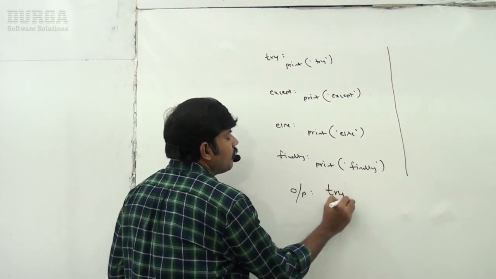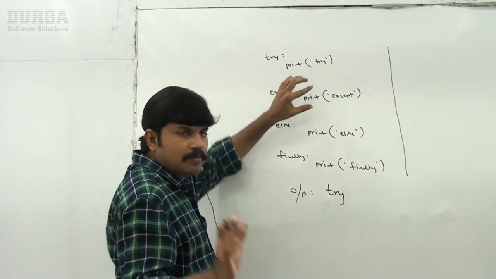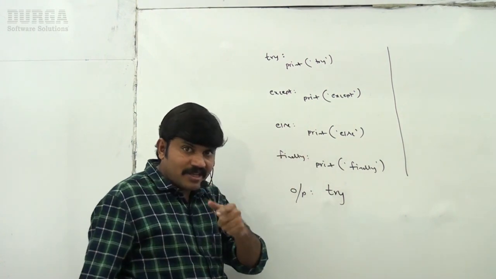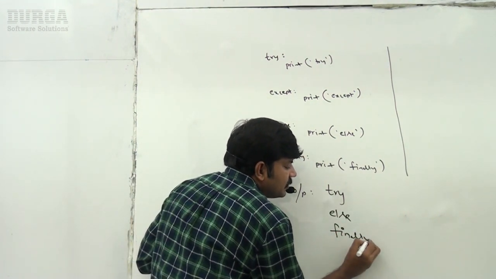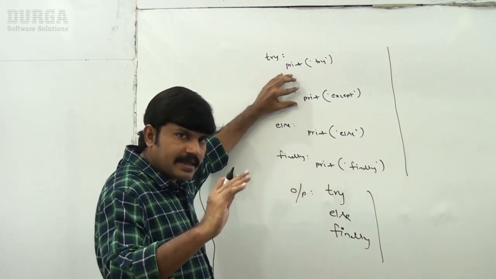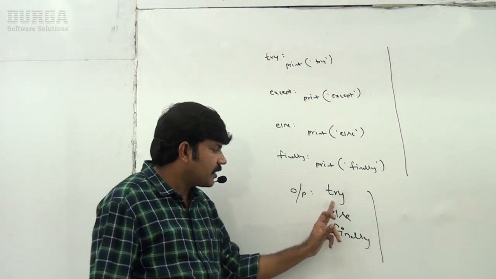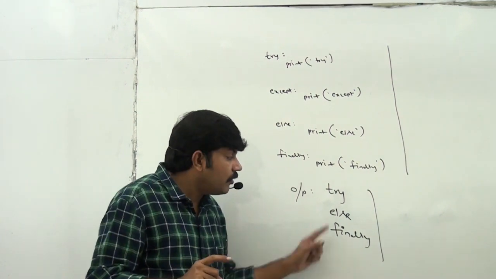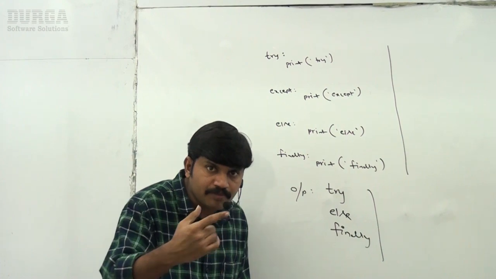First try. Next, there is no exception, so except block won't be executed. If there is no exception, else is always going to execute. That's why try, else, finally is the answer, friend. Because no exception, except won't be executed, but else will be executed. So else is going to execute if there is no exception inside try block. Let me execute this one, sir.